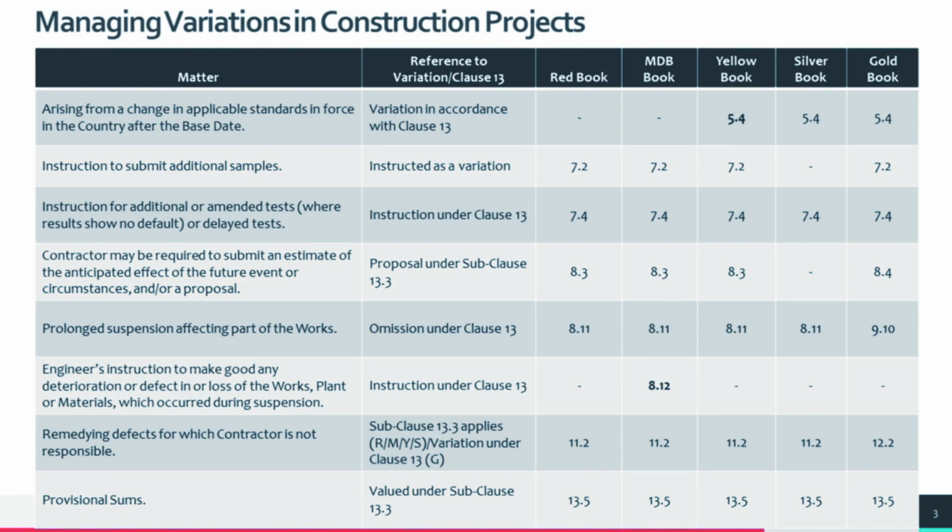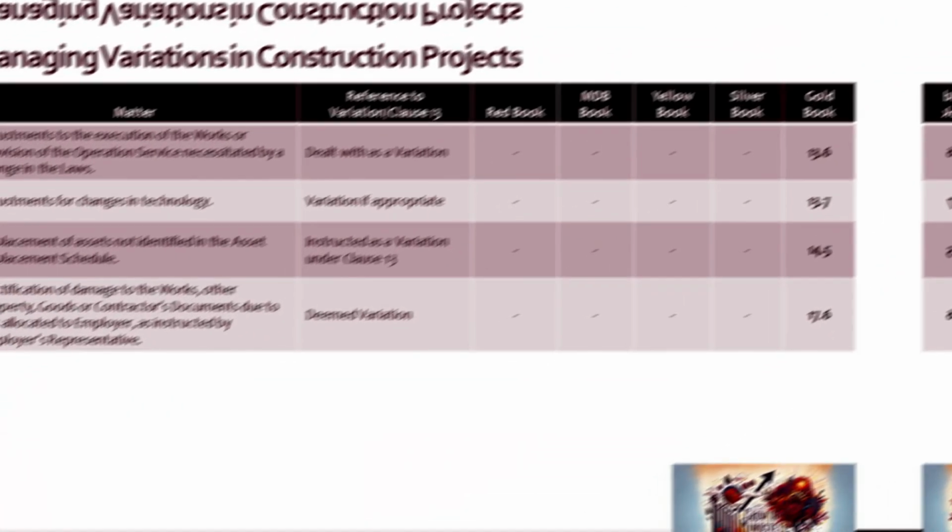12. Remedying defects not the responsibility of the contractor, detailed under subclause 11.2 in the red, MDB, yellow, and silver books, and as a variation in the gold book under subclause 12.2, clarifying liability and remedial actions. 13. Provisional sums, addressed under subclause 13.5 across all books, providing clarity on managing provisional budget allocations.